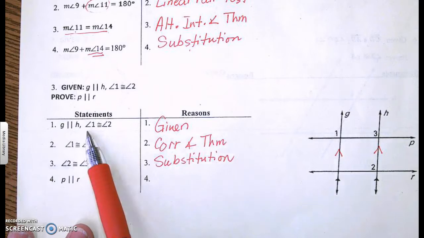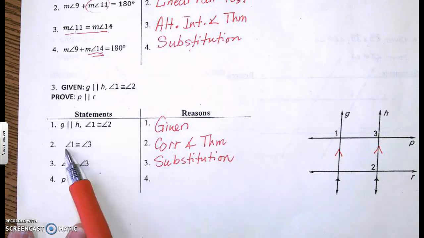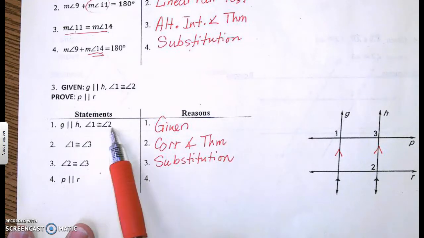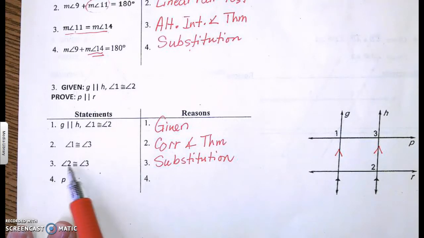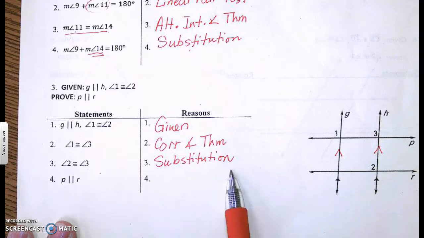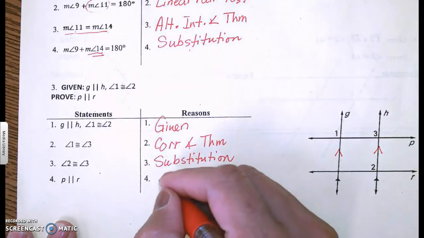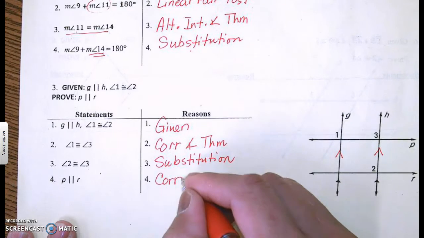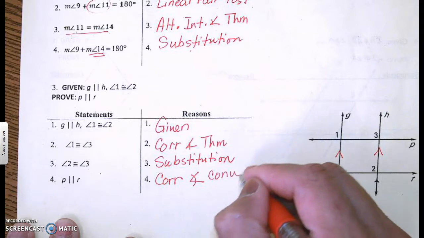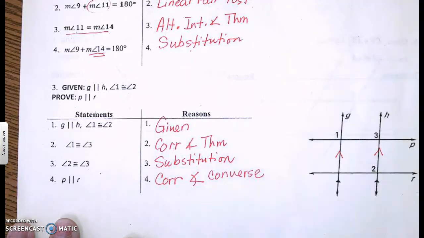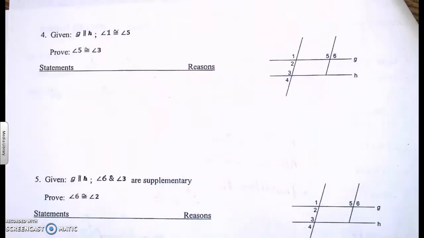So if angle 1 is congruent to angle 2 and angle 1 is congruent to angle 3, since these two are congruent, I can just take the 2 and say angle 2 is congruent to angle 3. And that's the meaning of substitution. And now it's going to be corresponding angle converse. That's how you prove that line P is parallel to line R.